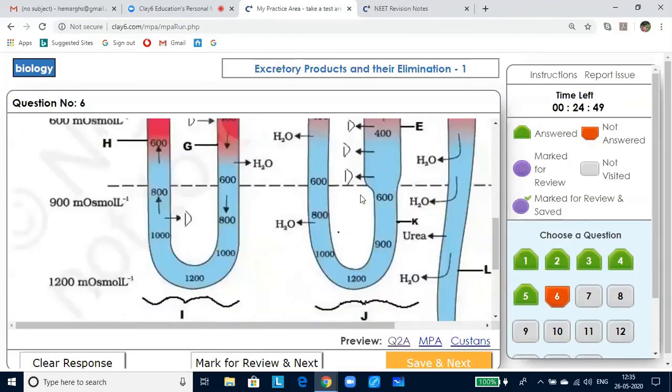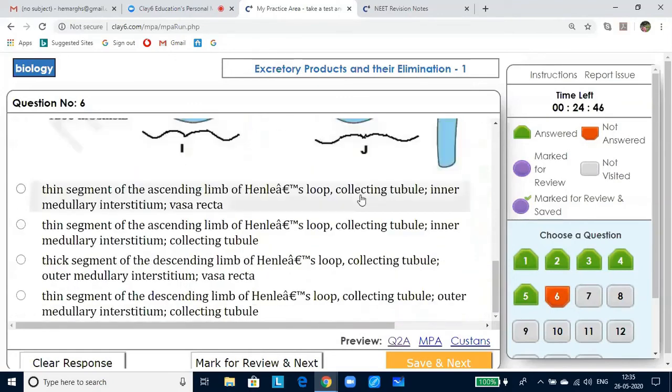So let us look into the choices. It is the thin segment. So you can look for thin segment of the ascending limb of Henle. So thin segment of ascending limb of Henle is the first one. Henle's loop, so here it is there. In these two we'll have to look in now. Next is the collecting tubule. Collecting tubule, inner medullary interstitium, yes, and then it is the collecting tubule, not vasa recta. So B is the answer.